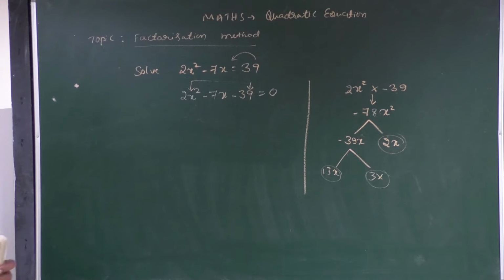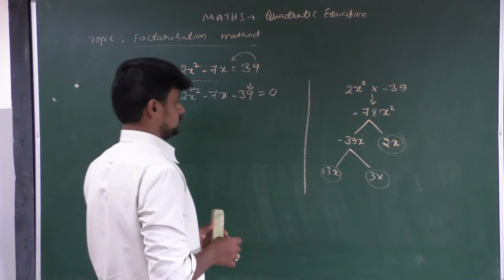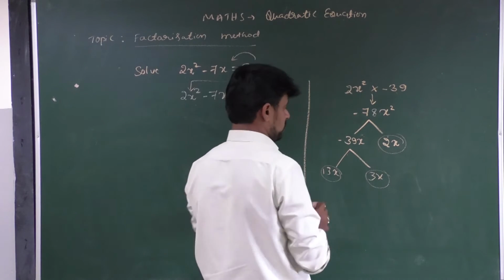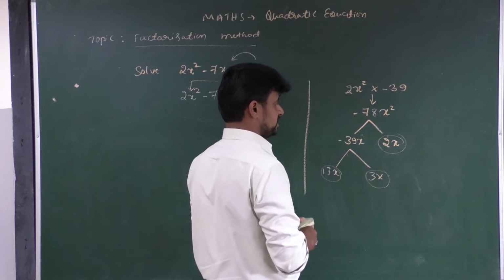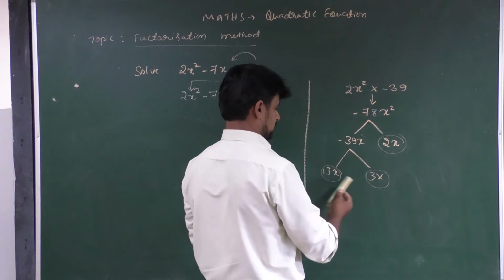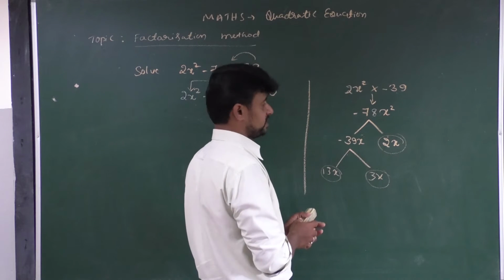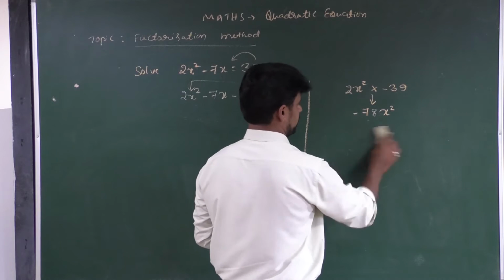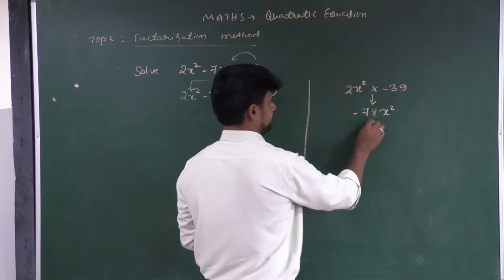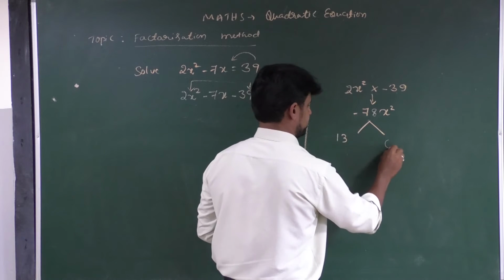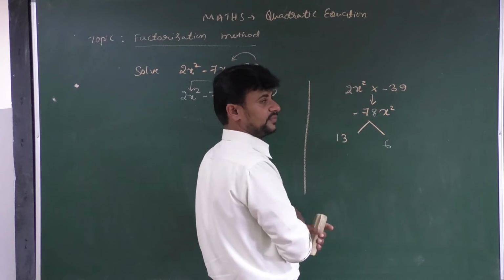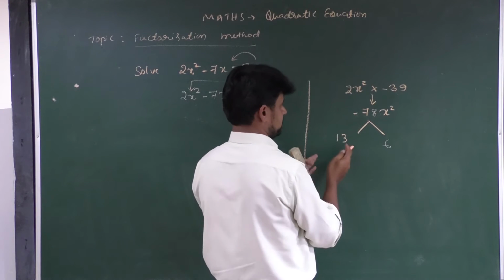13 6s are 78. See this side, all of you. If you multiply these two, 3 2s are 6. 13 6s are 78. Look here. 13 6s are 78. See this side, all of you.